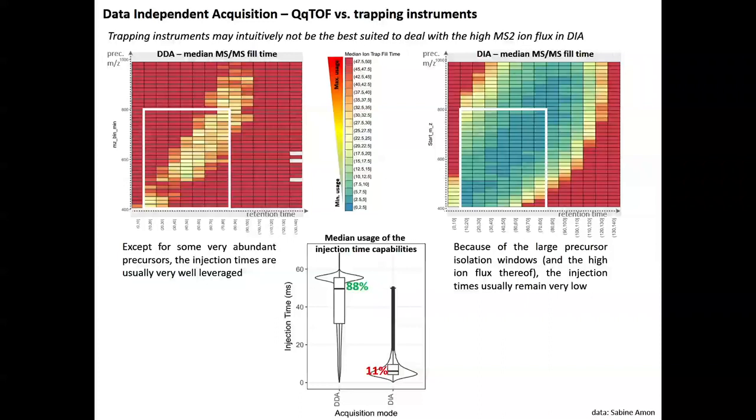And again, this is the big difference, because here we use large isolation windows and the ion flux is so large that you fill the ion trap in 1 millisecond. You basically reach your ion AGC targets.